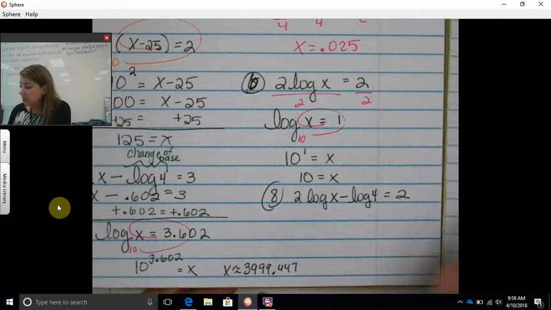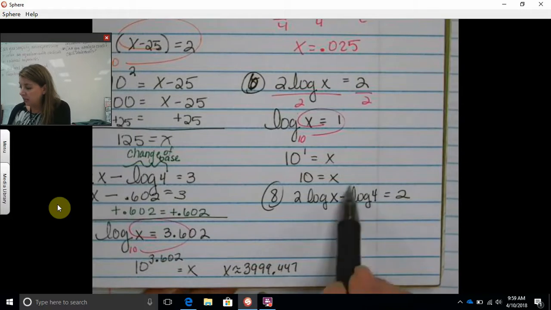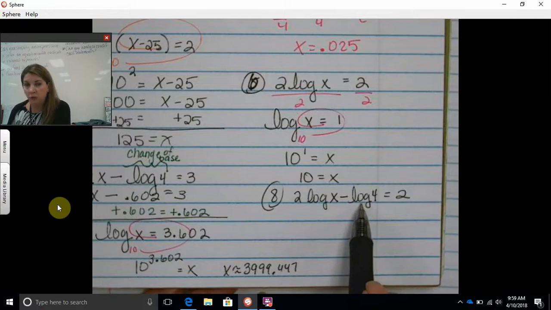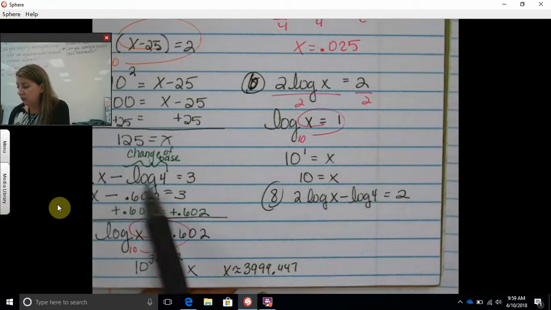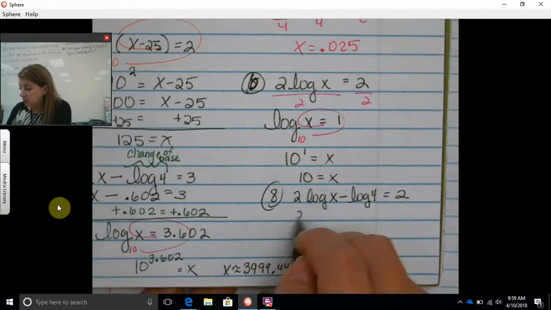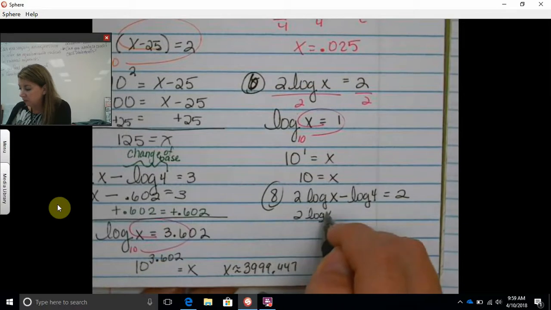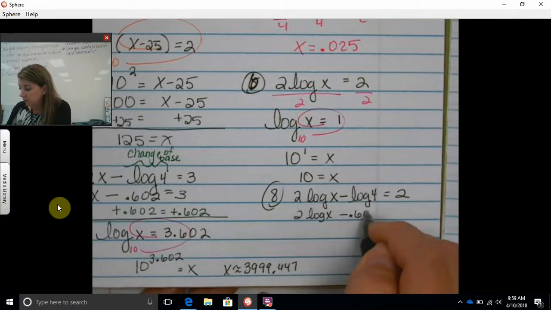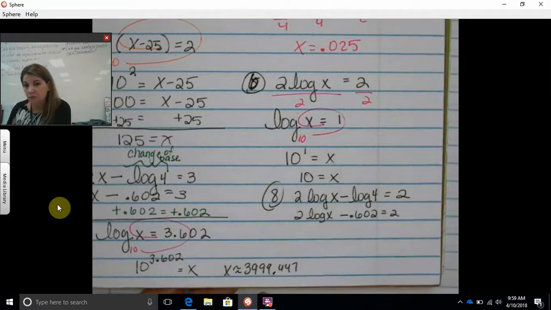So the first thing I did, instead of dividing by 2, because you're going to be like, well, what part do I divide by 2? Before I did that, I went ahead and turned the log of 4 into a decimal, which I already know from the last example, log of 4 is equivalent to 0.602. So I'm going to do that first. Then I'll move the negative 0.602, add it to the other side, and then I'll worry about dividing by the 2.